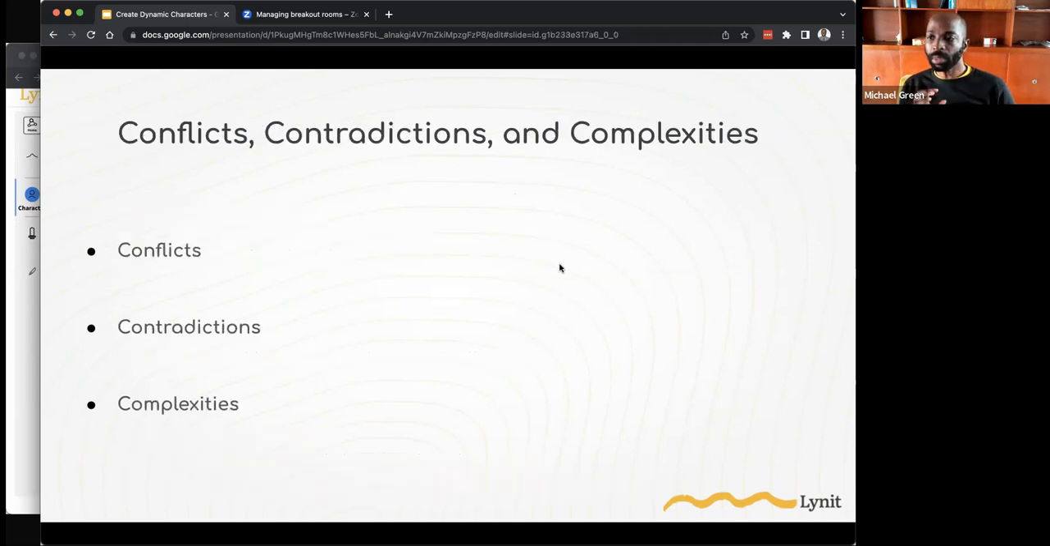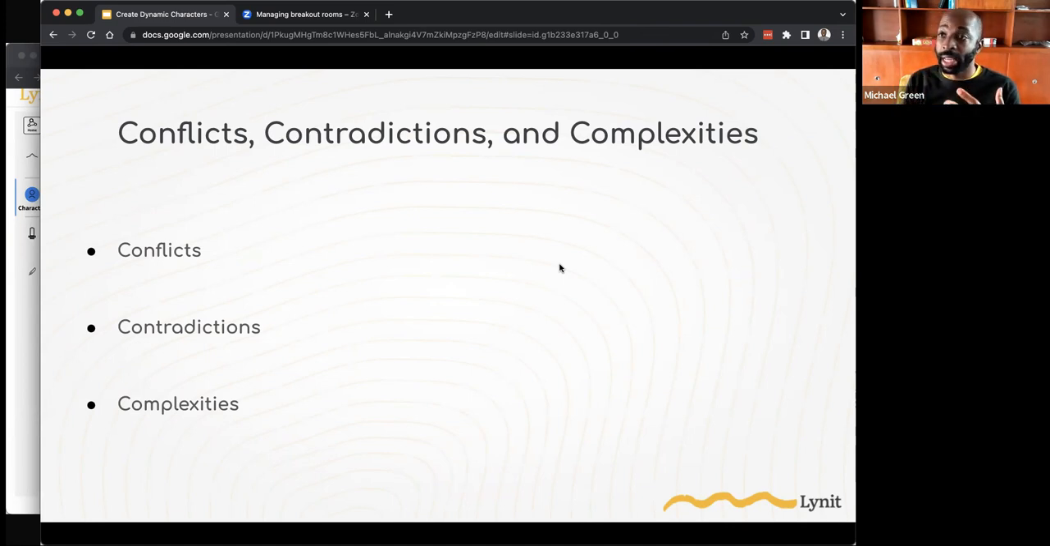So the last slide is on conflicts, contradictions, and complexities, right? Which almost all sound like the same thing. But conflicts are parts of the character that are actually fighting against each other, right?